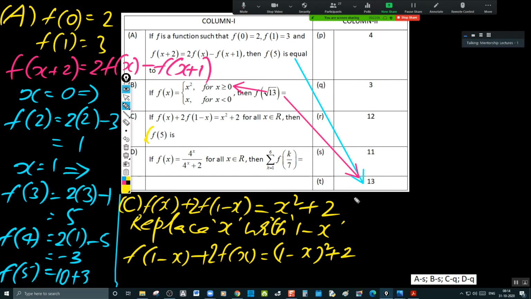Now we need f of x, so solve these two. Let me say this as equation 1, equation 2. What I'm doing, I want to get this f of 1 minus x cancelled. So multiply the second equation with 2 and subtract from 1.